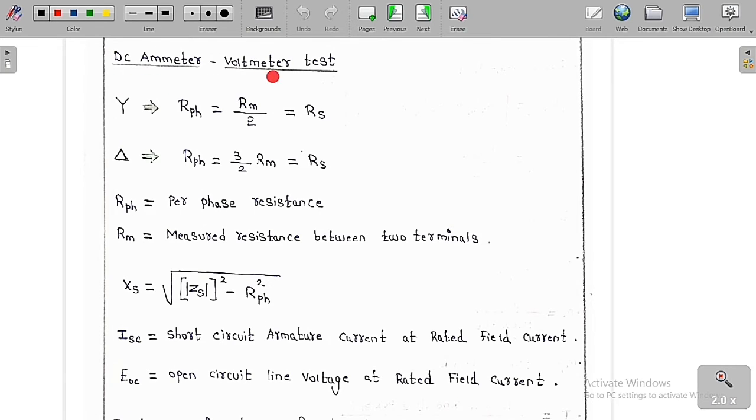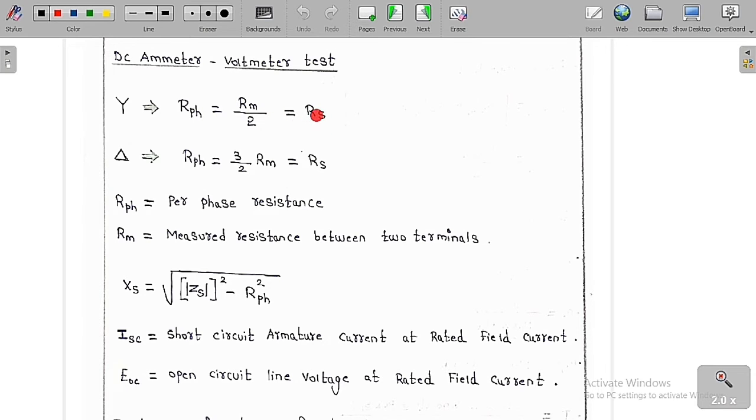Now the DC ammeter voltmeter test. For a star connection, what is the phase resistance? Phase resistance is equal to Rm by 2. R phase is the per phase resistance and Rm is the measured resistance between any two terminals. Suppose these are the three terminals of a star connection. If I measure the resistance between any two terminals, each having a resistance of R phase, Rm is equal to 2 into R phase. So R phase is equal to Rm by 2.